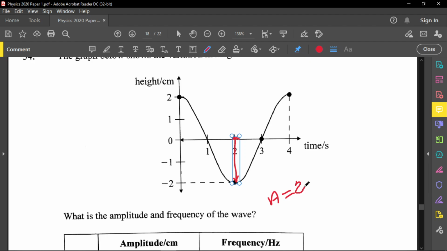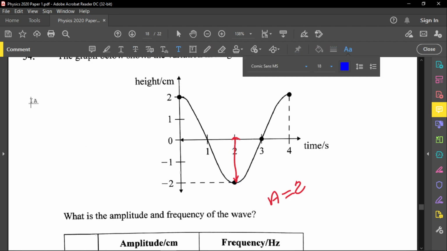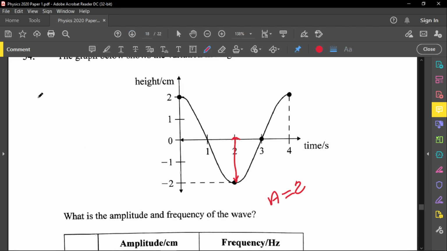Okay. All right. Now let's find frequency. How do we find frequency? Now frequency is given as 1 over T, which is 1 over period. Okay. So frequency, let me draw the formula for frequency instead of typing it. All right, so let's call it frequency.